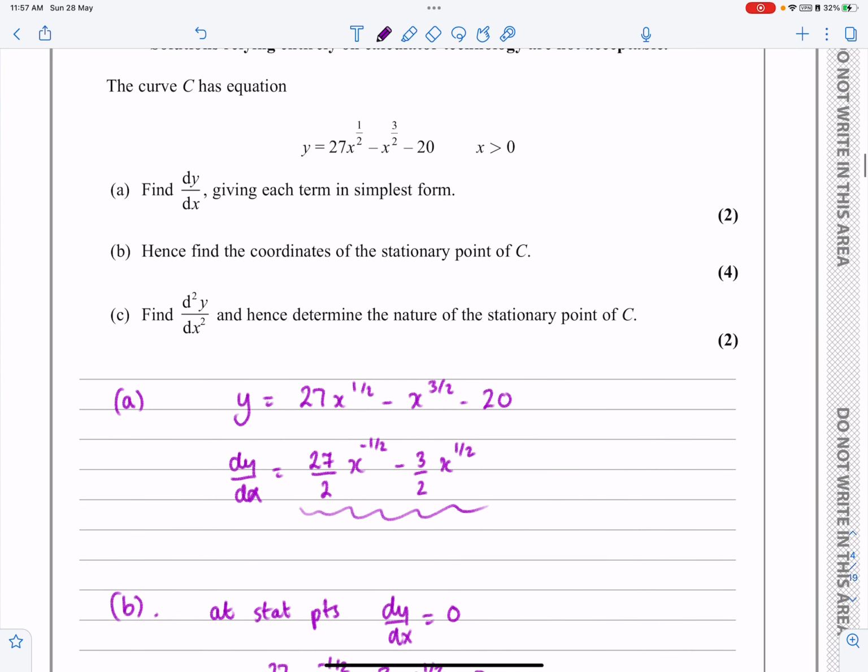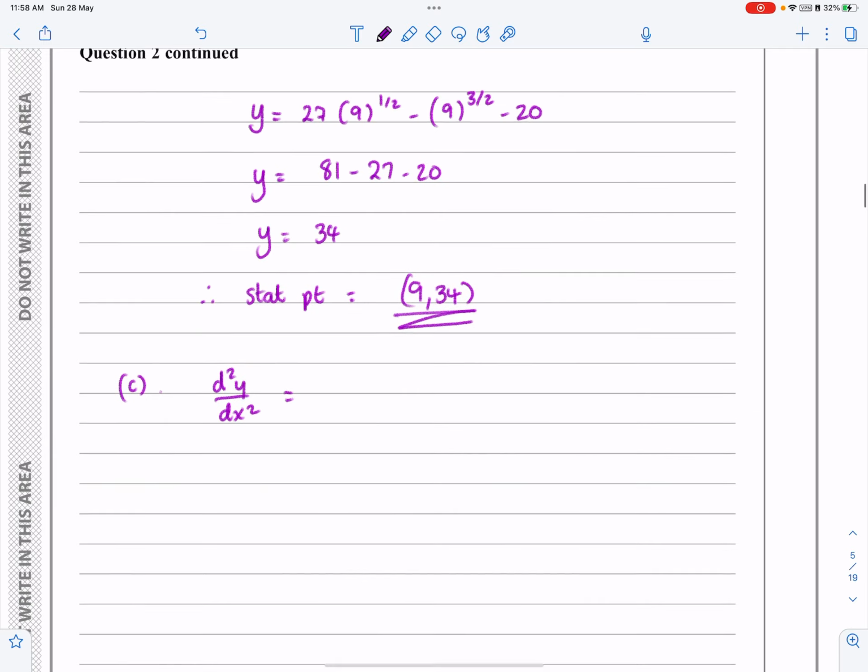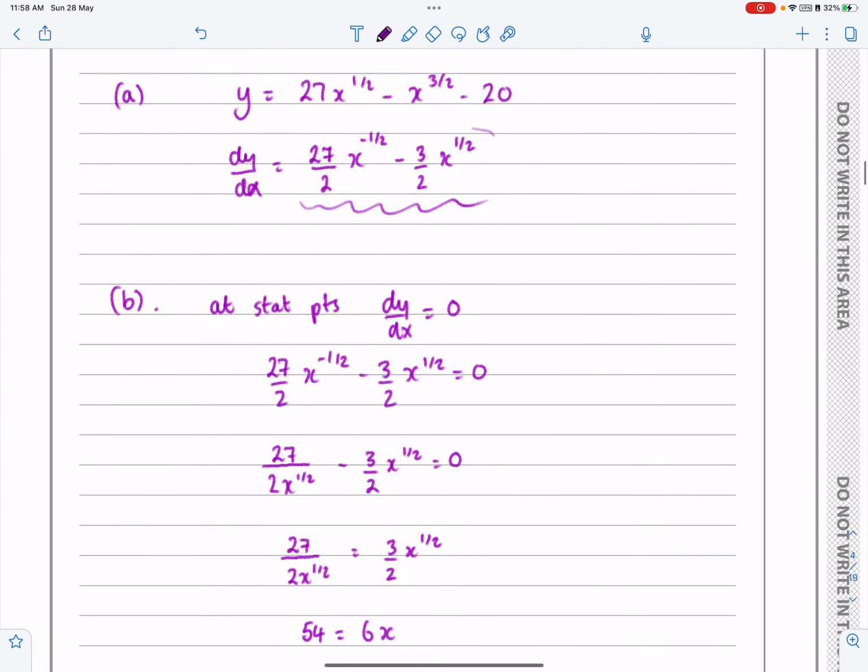What did part C ask for? It says find d2y by dx2, the second differential, and then determine the nature of the stationary point. So all I need to do is second differentiate. If I put x equals 9 in, then depending on what I got, if I get a positive, it's a minimum, and if I get a negative, it's a maximum. Let's say it again when we've done it. So d2y by dx2, I'll just remind you that dy by dx is this thing here. I'm going to multiply by the power and take one off the power. Let's go away and actually do that.